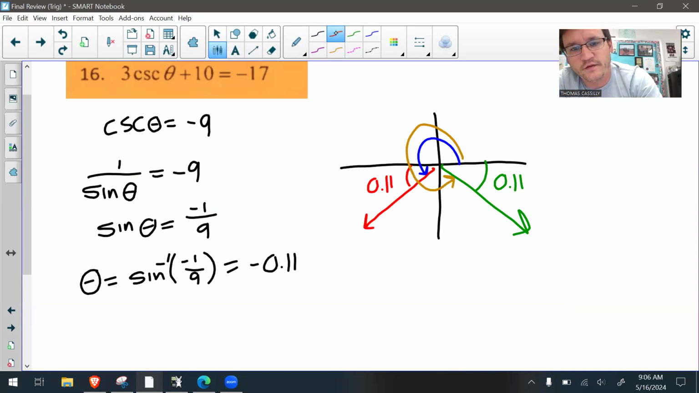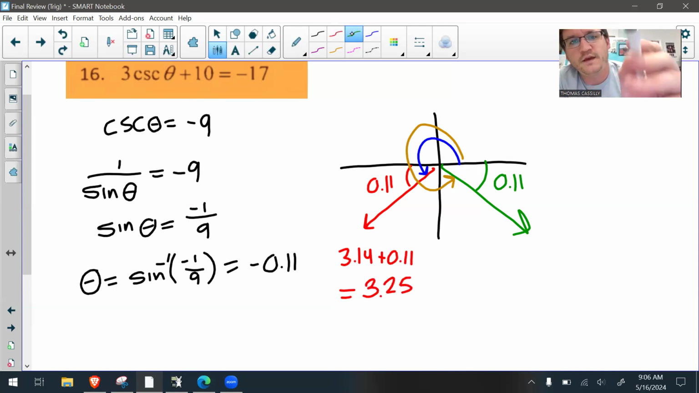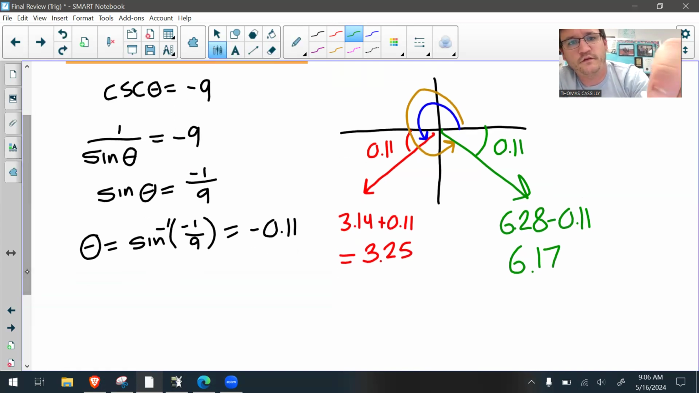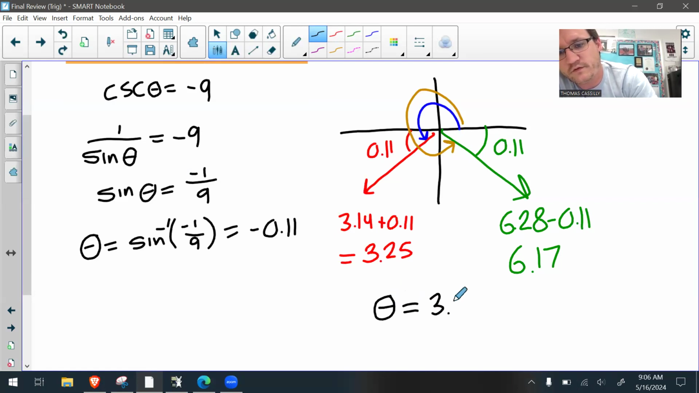That red one, that's 0.11 beyond pi, so we have to add pi to that number. The first answer here is going to be 3.25. And the second answer is going to be 2 pi minus 0.11 because we're not quite to 2 pi yet. So we're going to have 6.28 minus 0.11, and that gives us 6.17. So the final two answers of this class: 3.25 and 6.17. And there we have it.